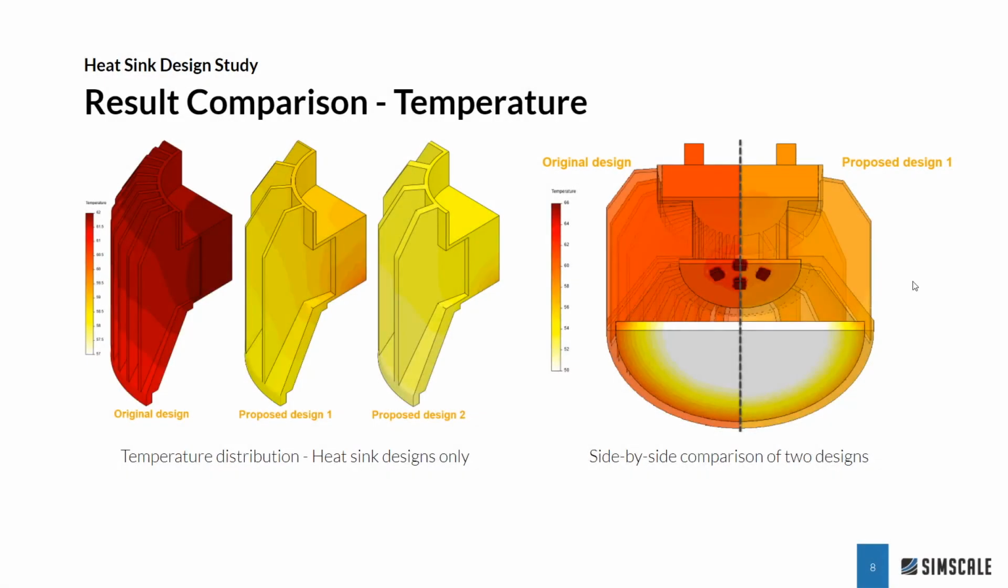Here we can see a side-by-side comparison of the temperature distribution for each of the 3 designs. And we can clearly see that the original design is really not optimized for the flow situation, so it's not doing a great job at cooling these LEDs. Whereas in design 2, we have a nice low and uniform temperature distribution across the heat sink, the aluminium heat sink.